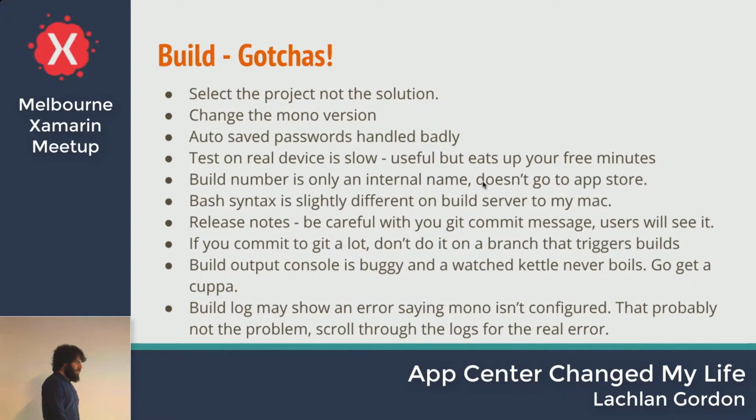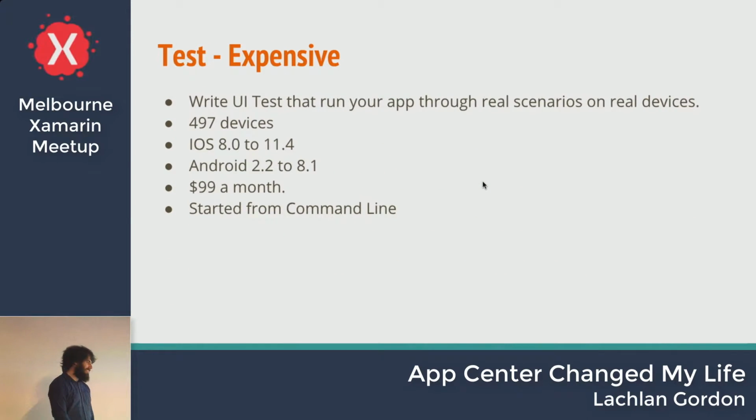Also, if you see in the build log that your mono version isn't configured correctly, it's probably a different problem. Scroll through deeply into the logs and you'll probably find something else. That message, your mono version isn't configured correctly, almost just means seg fault. Something bad happened, look somewhere else.